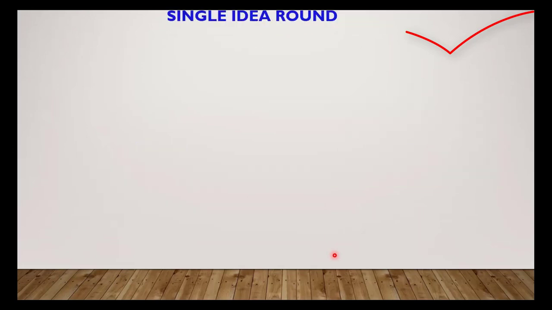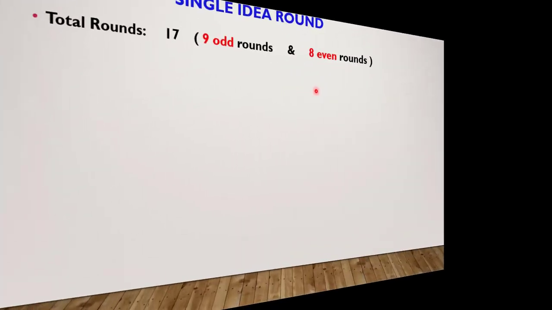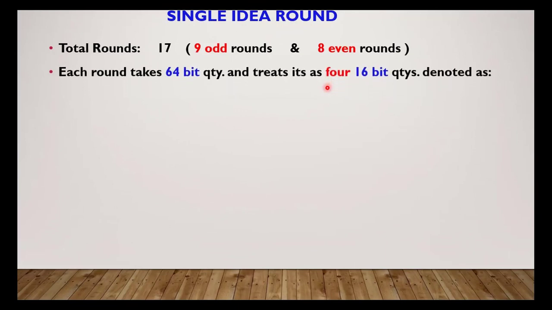There are 8 even rounds, and each round takes a 64-bit quantity, that is your plain text, and that is treated as 4 16-bit quantities. Four distinct 16-bit quantities, denoted as XA, XB, XC, and XD. These are the 4 16-bit quantities, and in total you have 64 bits. That is your first block of plain text.